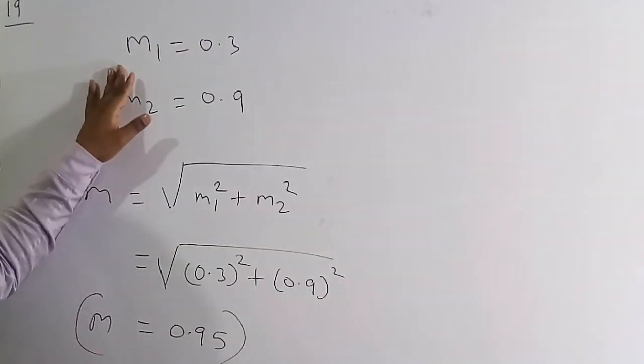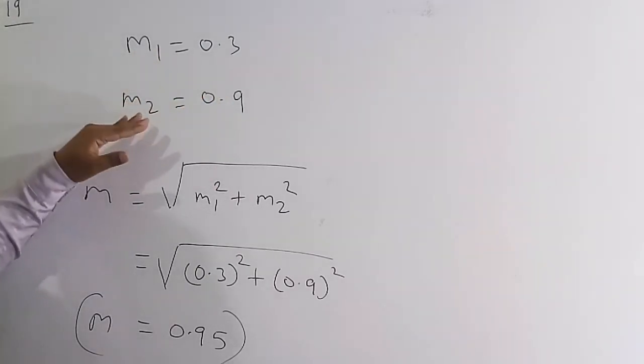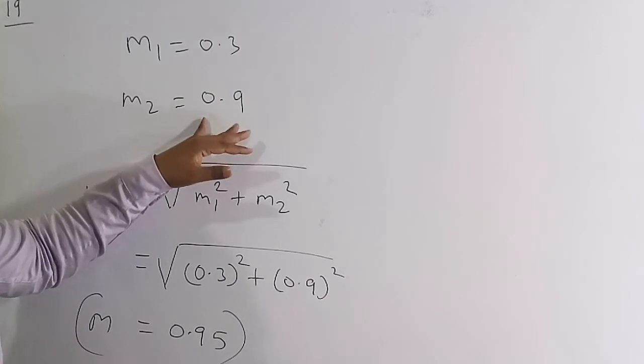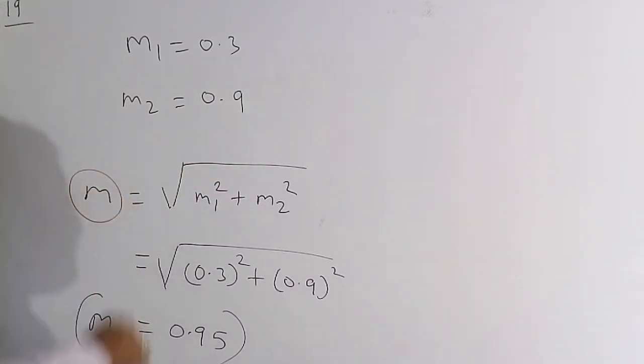Now the first signal has a modulation index of 0.3 and the second signal has a modulation index of 0.9. So now we need to find the resultant modulation index.